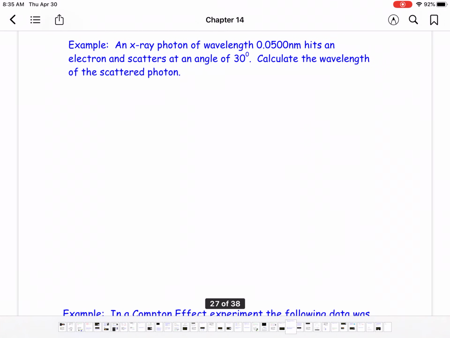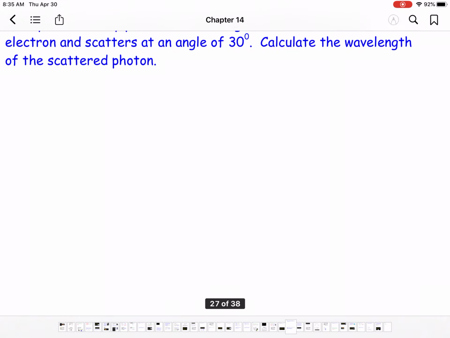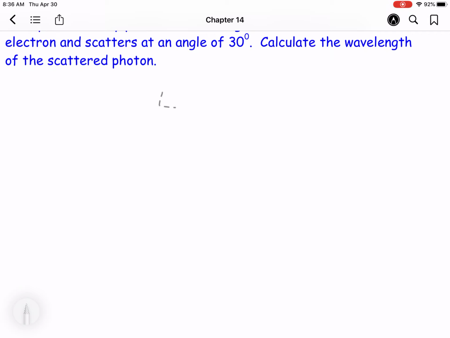So an X-ray photon of wavelength 0.0500 nanometers hits an electron and scatters at an angle of 30 degrees. Calculate the wavelength of the scattered photon. So we're going to start that equation. Probably need to actually draw it. You guys can't just imagine it.